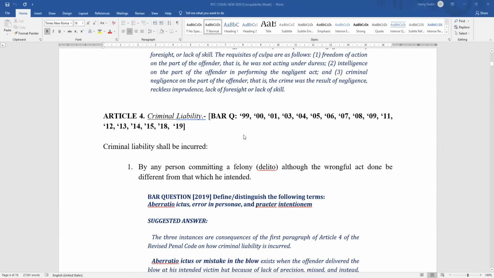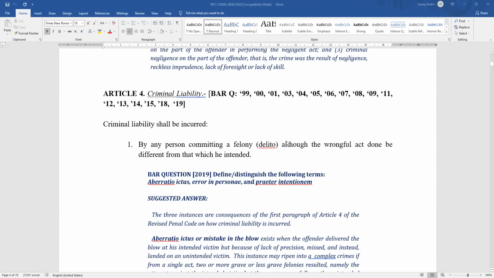Let's go to Article 4. How many times? Sunod-sunod yun. You can see that 99, blank, blank, blank, 9, 11, 12, 13, 14, 15, 18, walang 18 yan, this is 17, 19, tama, 18, 21. Most probably, itatanong ito. So, lalagyan nyo ng star ito.